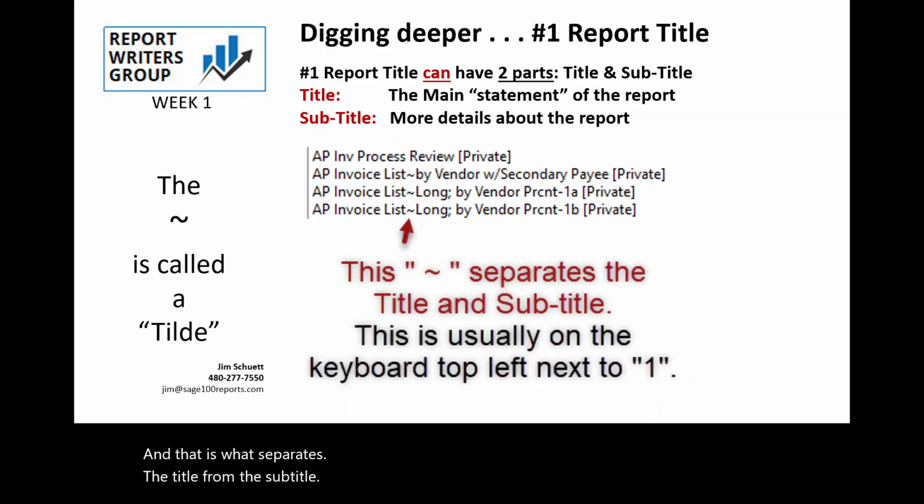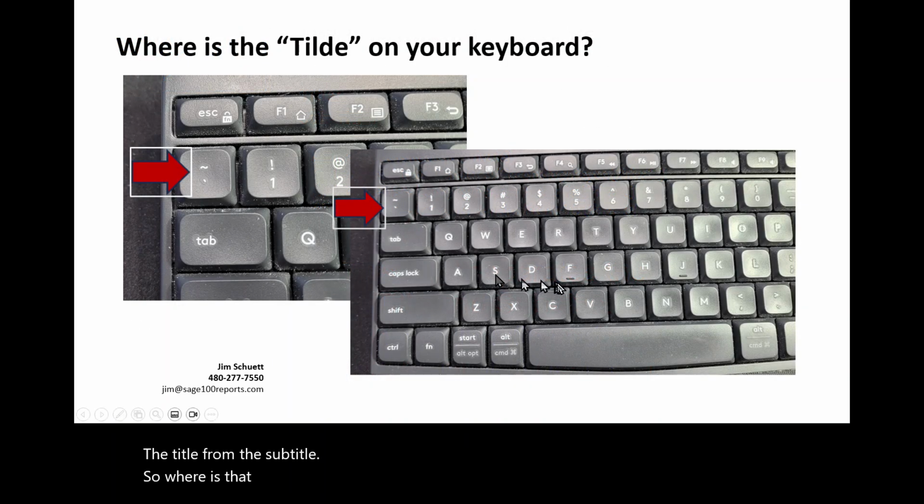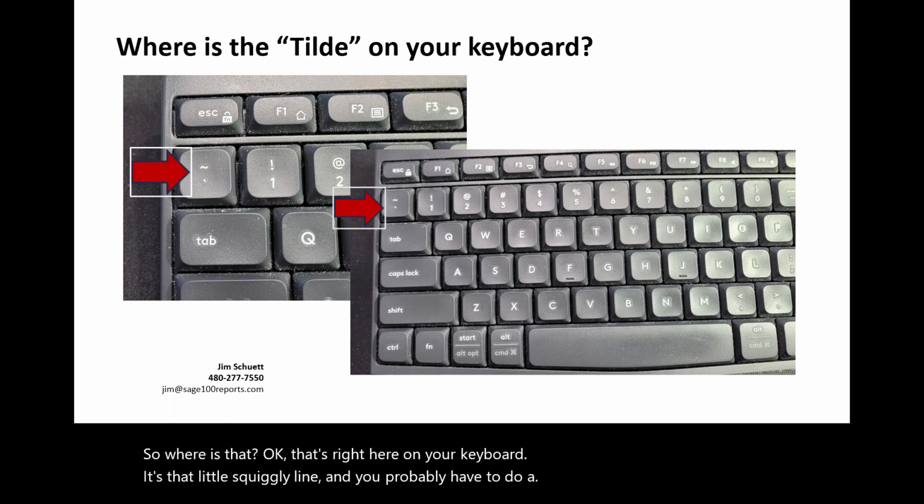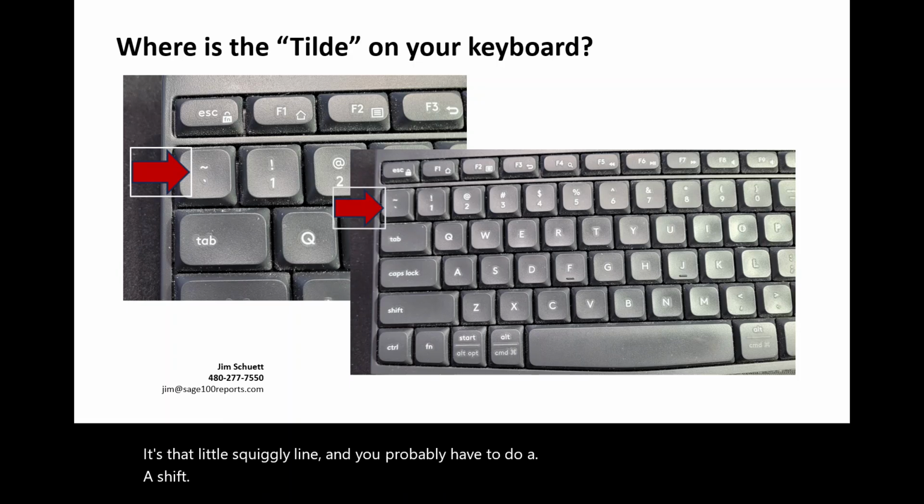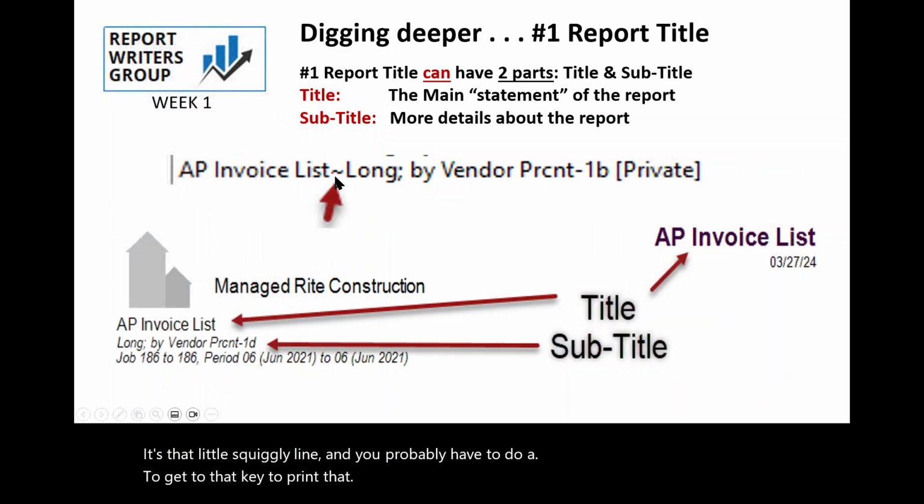So where is that? Okay, that's right here on your keyboard. It's that little squiggly line, and you probably have to do a shift to get to that key to print that. So that's what that is.